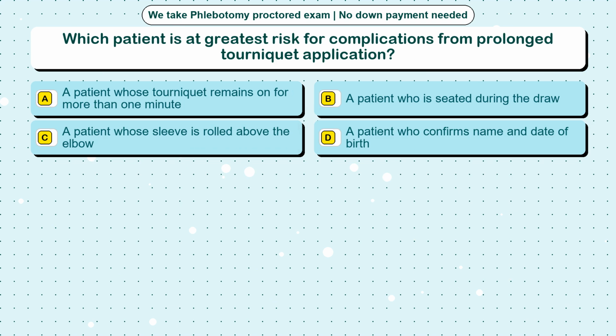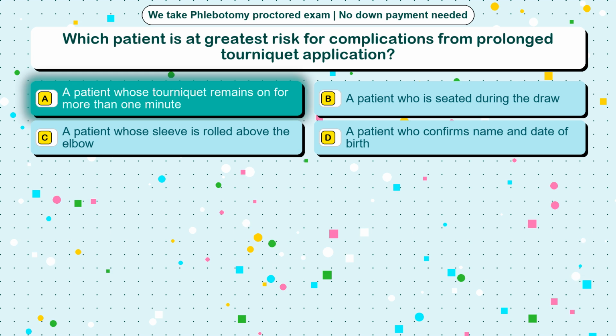Question 26. Which patient is at greatest risk for complications from prolonged tourniquet application? Option A. A patient whose tourniquet remains on for more than 1 minute. Option B. A patient who is seated during the draw. Option C. A patient whose sleeve is rolled above the elbow. Option D. A patient who confirms name and date of birth.